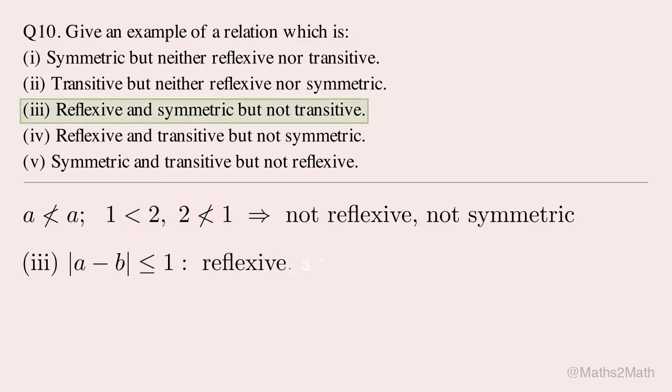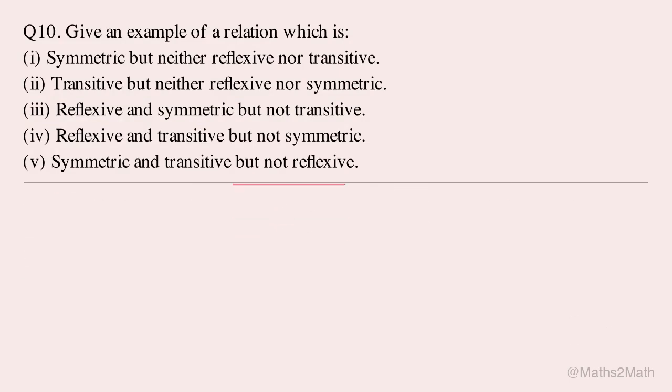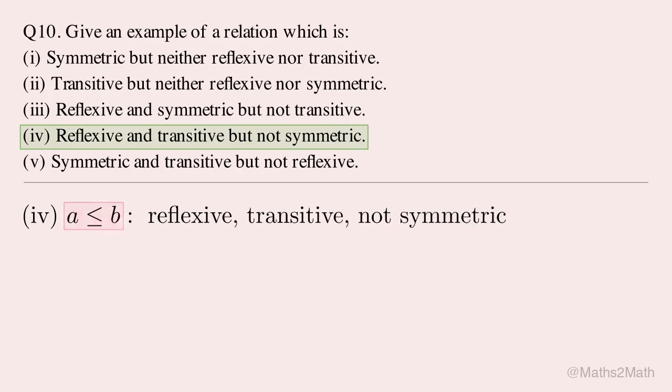Part 3, within distance 1. Reflexive and symmetric, since distance is order blind and everything is near itself. But 1 is near 2 and 2 is near 3, while 1 is not near 3. Not transitive. Part 4, less than or equal: reflexive and transitive, but not symmetric, exactly as we proved in question 4.